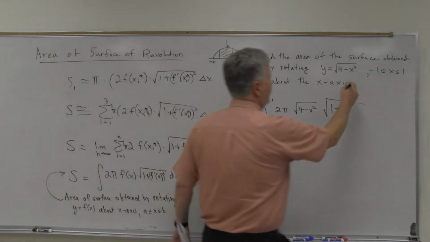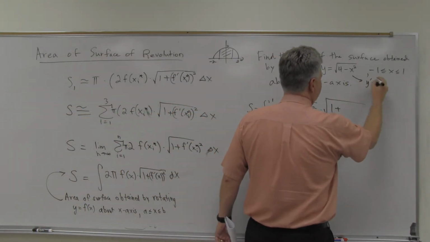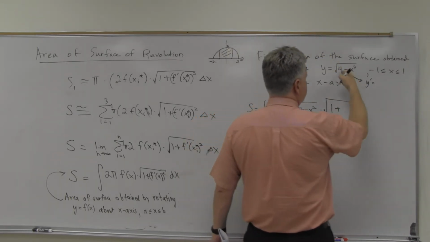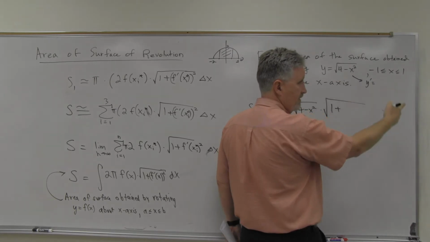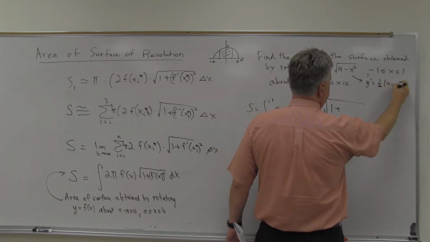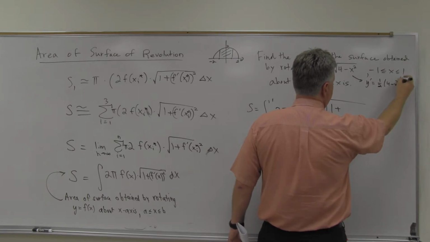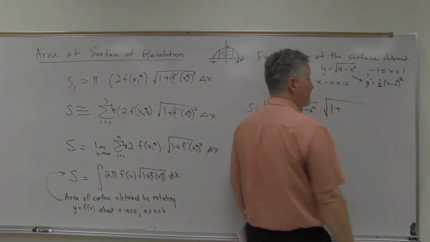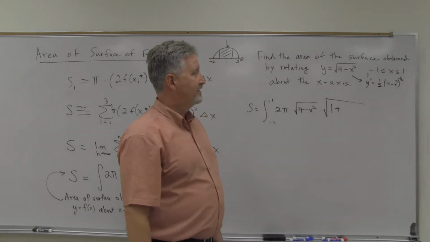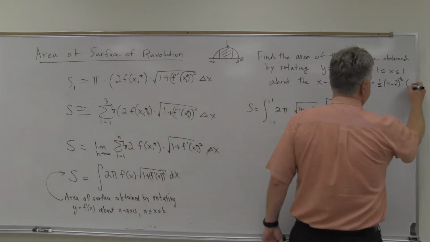All right, so what do we got for the derivative? Well, that's 4 minus x squared to the 1/2. So the derivative is going to be 1/2 times 4 minus x squared to the -1/2. But then let's not forget the other part of that, which is minus 2x, chain rule.